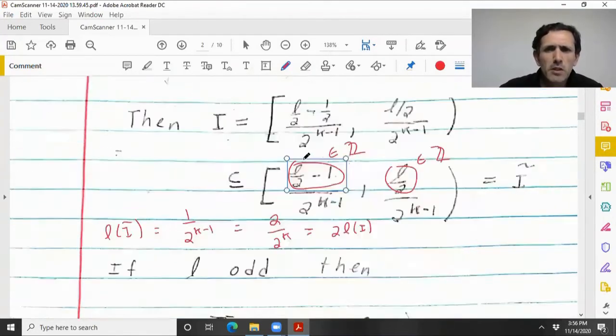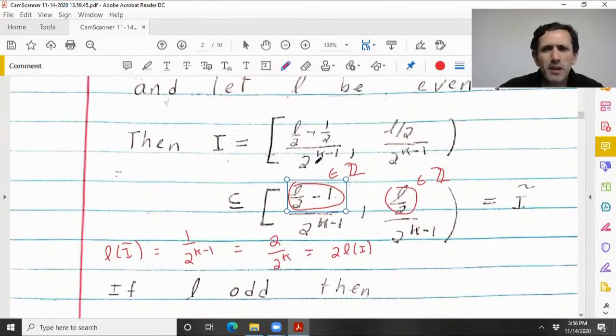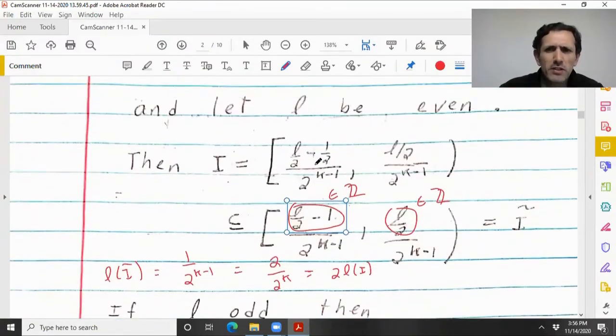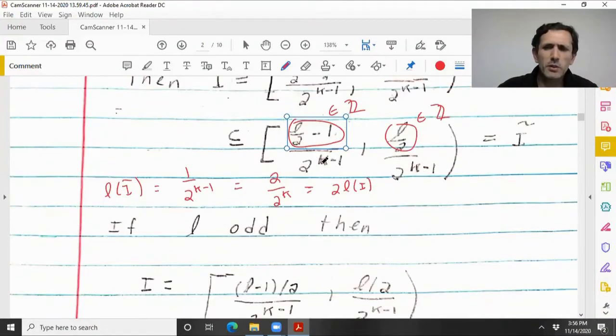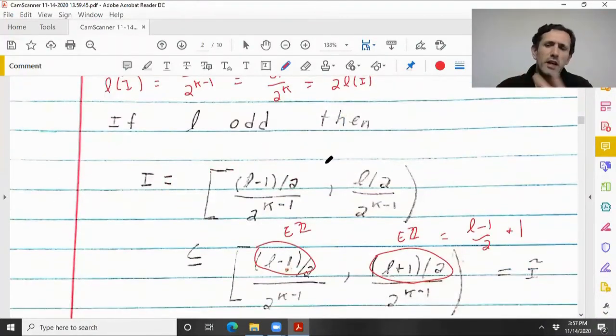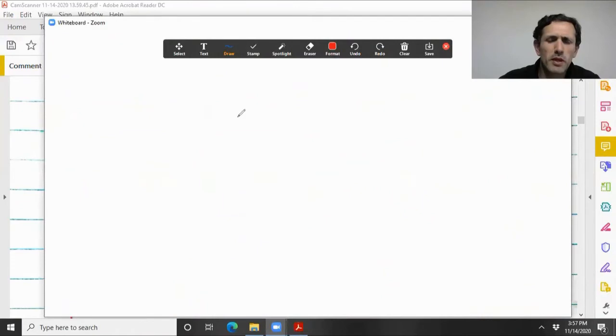Okay. So in other words, to get the parent of a dyadic interval, if L is even, we have to include the left sibling, if you will. And we include the right sibling if L is odd. So let's just quickly see that in action. All right. So let's go to the whiteboard. So I'll do a new whiteboard here.